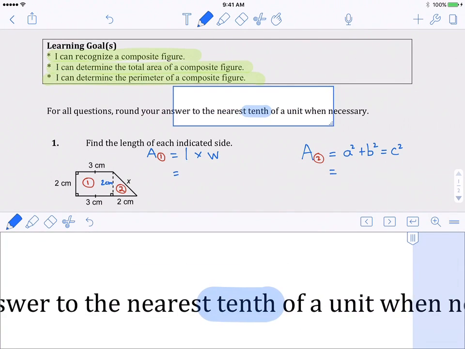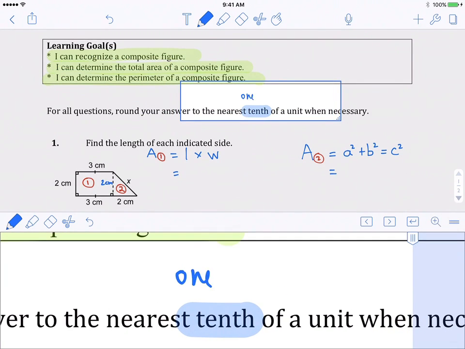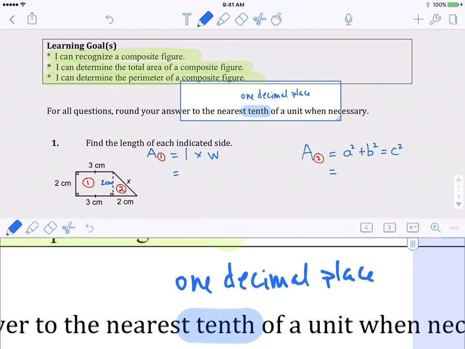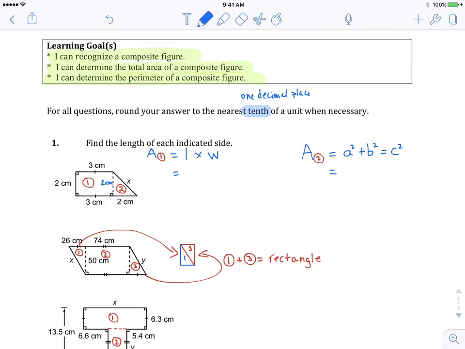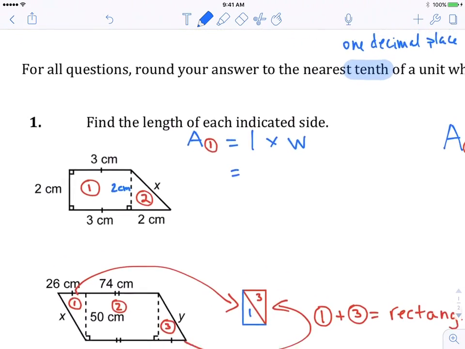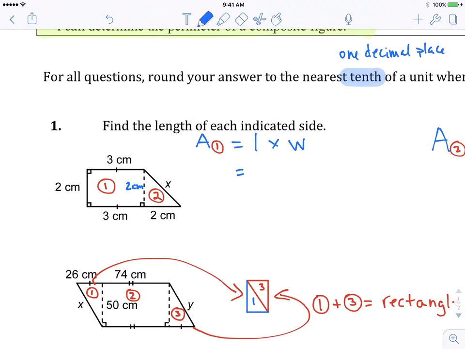And that's right there. So one decimal place. Okay, that's what that means. All right. Looking at the first question, find the length of each indicated side. Okay, find the length of each indicated side. So in this case, we're looking for the side length x.